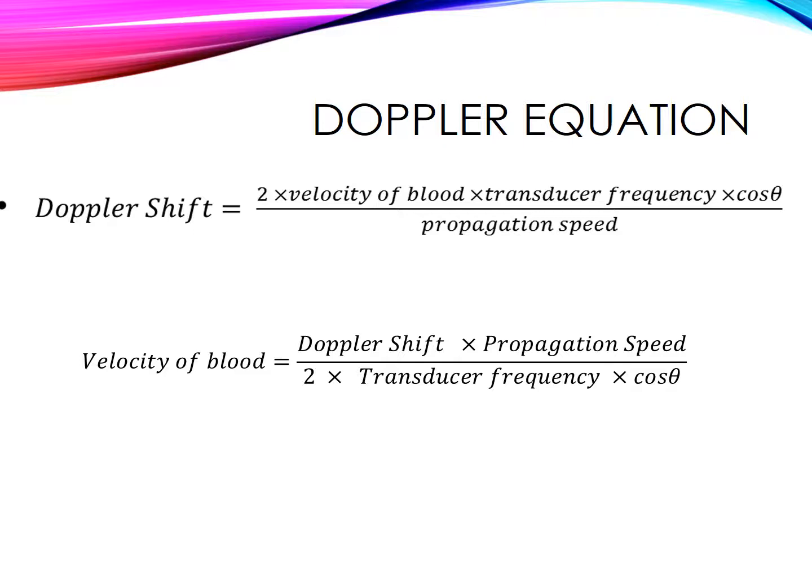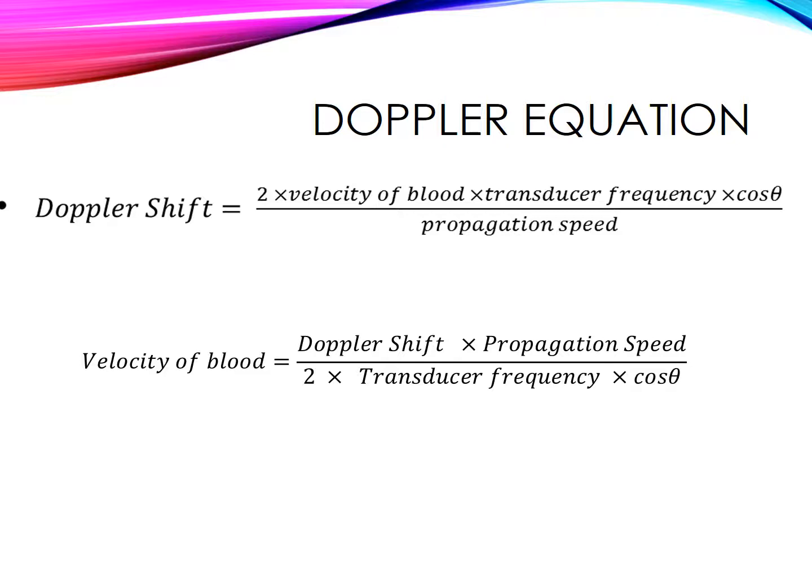So with the Doppler equation, we say that Doppler shift equals 2 times the velocity of the blood times the transducer frequency times the cosine of theta, all divided by the propagation speed. So fantastic to know that, but in the end what the machine is actually trying to figure out is the velocity of the blood. So as we shift things around mathematically, we now get velocity of blood is going to equal the Doppler shift times propagation speed divided by 2 times the transducer frequency times cosine of theta.